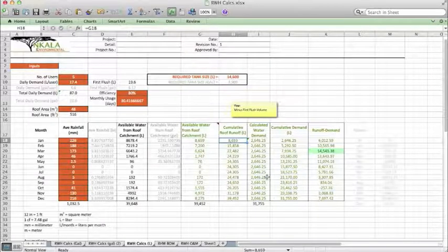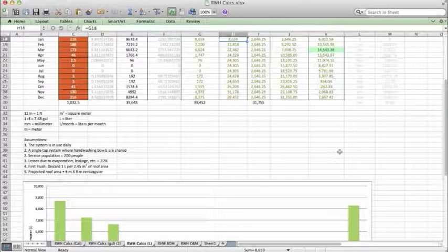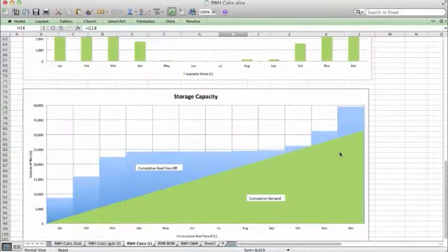And then we've calculated the cumulative demand, right? So in January, it's this value. In February, it's the sum of these two values. In March, it's the sum of these three values, and so on and so forth. And finally, we have subtracted the runoff from the demand, and that gives us these values. And then I have here the 14,500 value highlighted. So let's look down at this next chart to see what we have here.